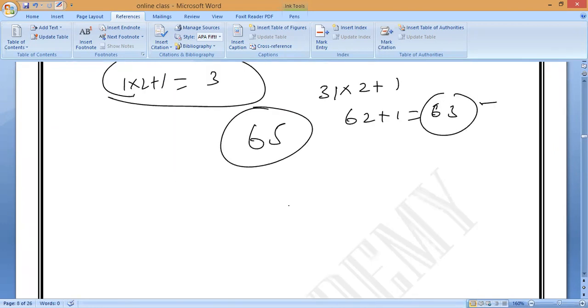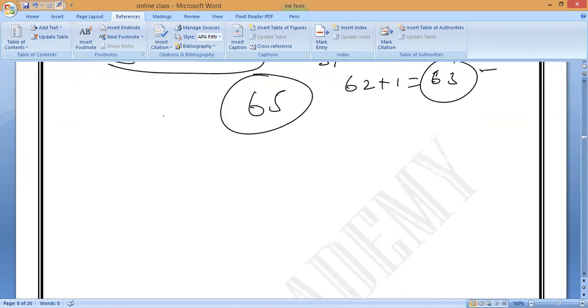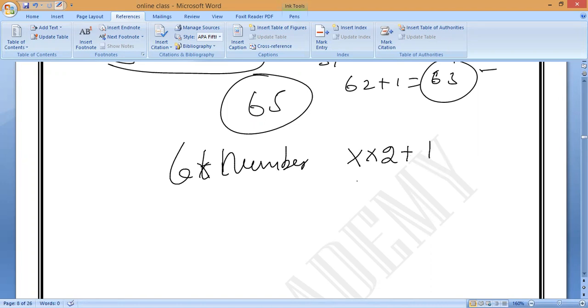Now what is the pattern behind here? Let the number be x. If you follow, what is the pattern behind here? x into 2 plus 1. Is it yes or no? x into 2 plus 1. So in the same way it is following.